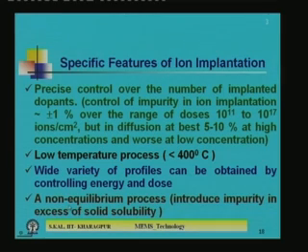Ion implantation is a non-equilibrium process. What does it mean? That means it can introduce impurity atoms in excess of solid solubility, which is not possible in case of diffusion. In diffusion, the maximum dopant incorporation is up to its solid solubility limit, beyond that you cannot do it, but in ion implantation you can do it. The impurity atoms may exceed the solid solubility limit, that is why it is known as a non-equilibrium process. Diffusion is not a non-equilibrium process.